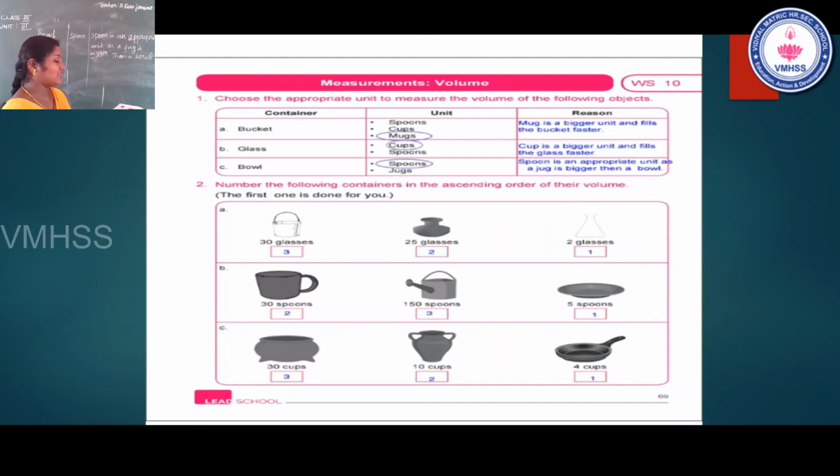Okay, next one, word problems. Solve the following word problems. Pot B holds 15 glasses of water. Pot A holds double the amount as pot B. How many glasses of water are needed to fill pot A? First, the glasses of water to fill pot B. See the board.